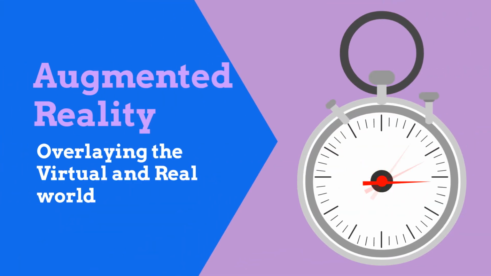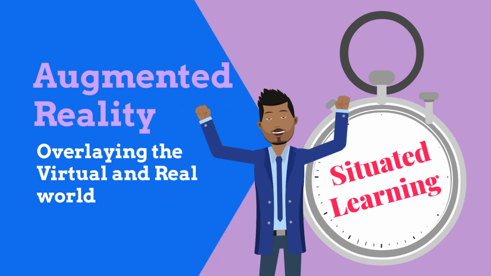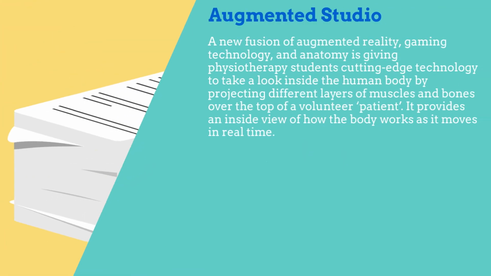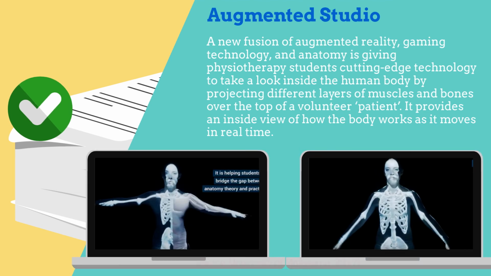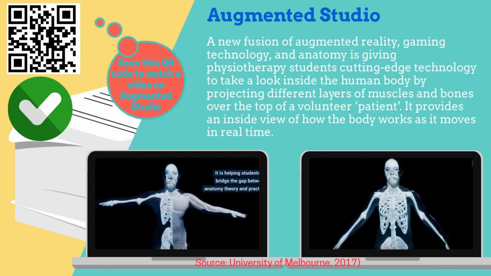Augmented Reality is a learning tool that overlays the virtual and the real worlds. This promotes a situated learning approach as information is digitally embedded over physical objects. Augmented Studio is a new fusion of augmented reality, gaming technology, and anatomy. It's giving sports students cutting-edge technology to take a look inside the human body by projecting different layers of muscles and bones over the top of a volunteer.